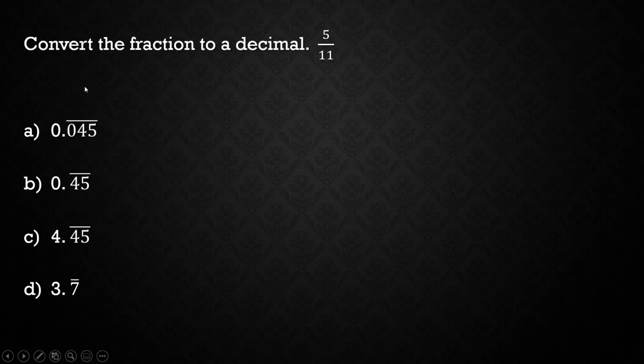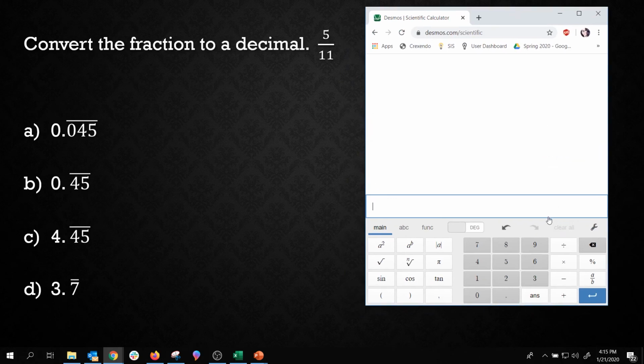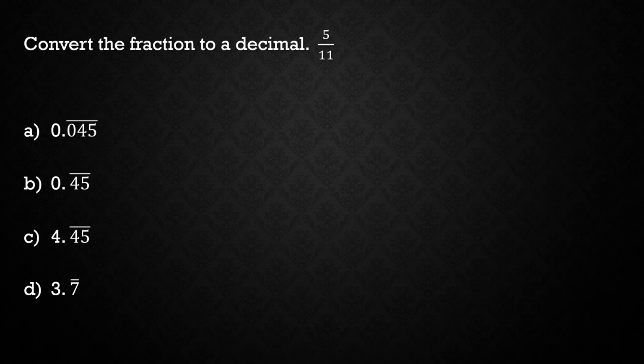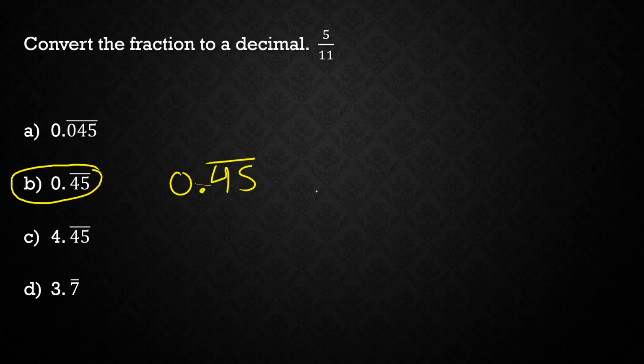Next one's asking us to convert this fraction to a decimal. So let's type it in. 5 over 11. So I have 0.454545. So it looks like it's going to repeat 4, 5 forever. Okay, so we want to make sure that we're paying close attention here to pick the right one. So that bar over the 4, 5 like this means that that 4, 5 is going to repeat forever.